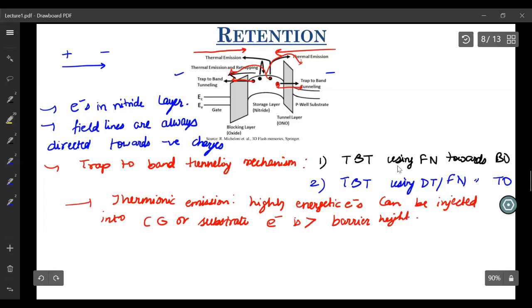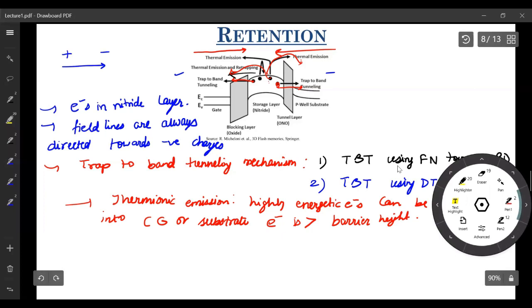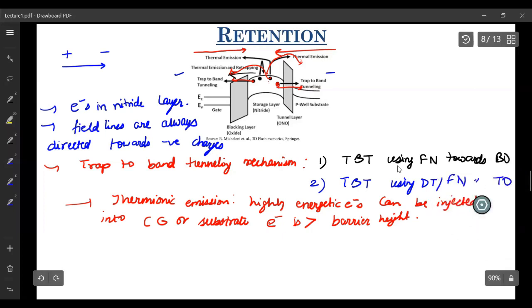However, there can be a retrapping as well. So an electron got energized, but it could not go beyond that barrier, and it again came back to the nitride layer itself. So that is also possible. So let me write that as well. Retrapping is also possible.